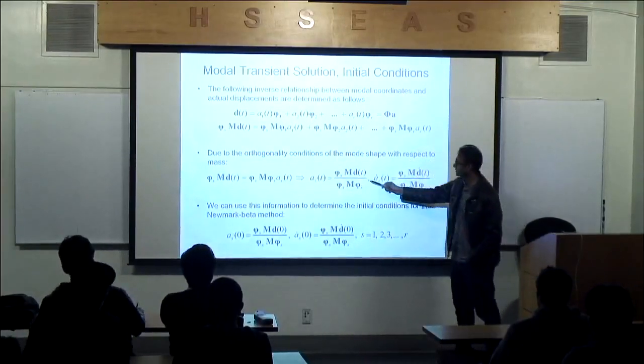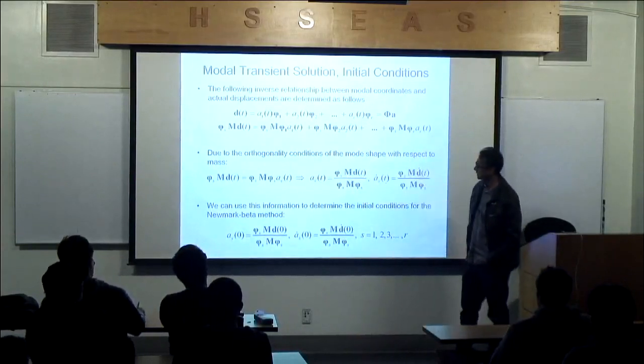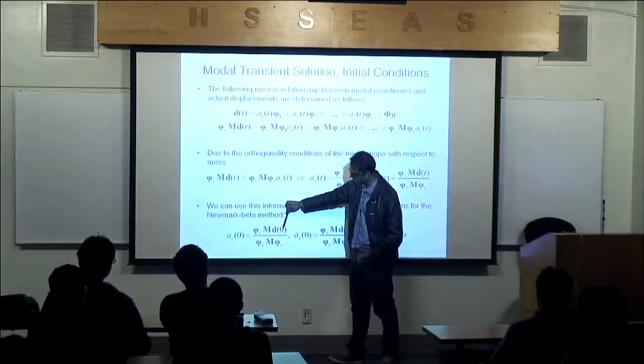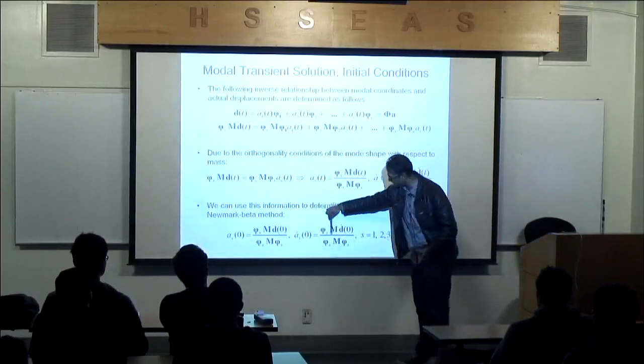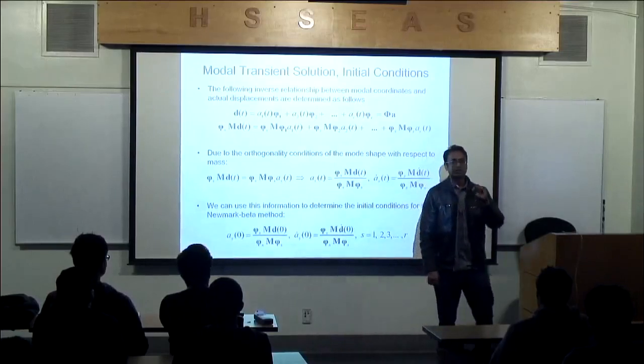And then for velocity, just put dot there. Put dot there, and then you have that. So to get the initial conditions, yeah, that's it. d sub 0 gives you a0, and d dot at 0 gives you a dot at 0. So now you have the initial conditions.